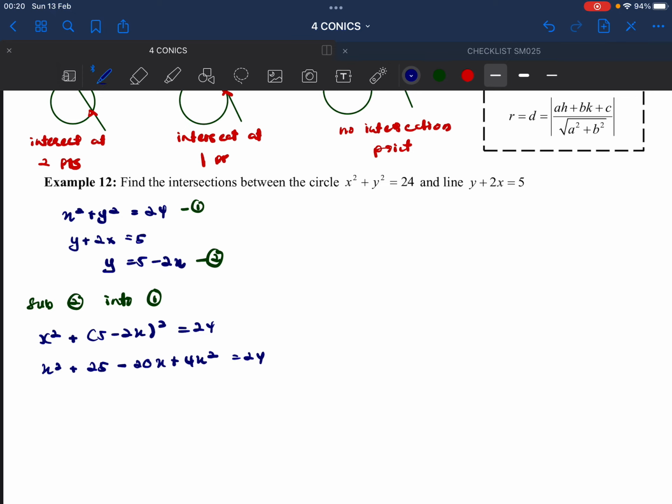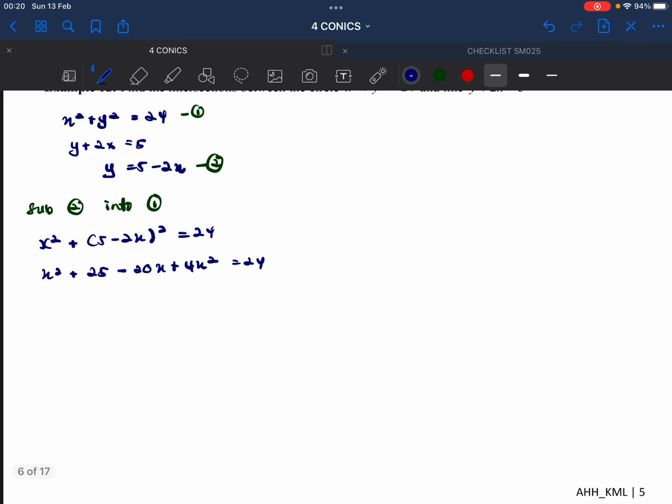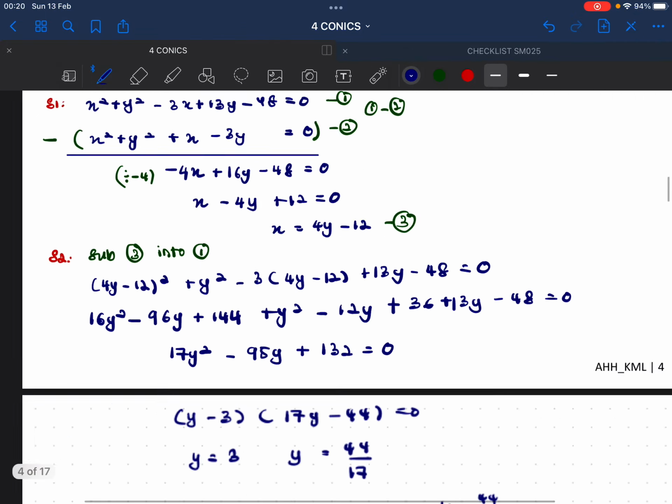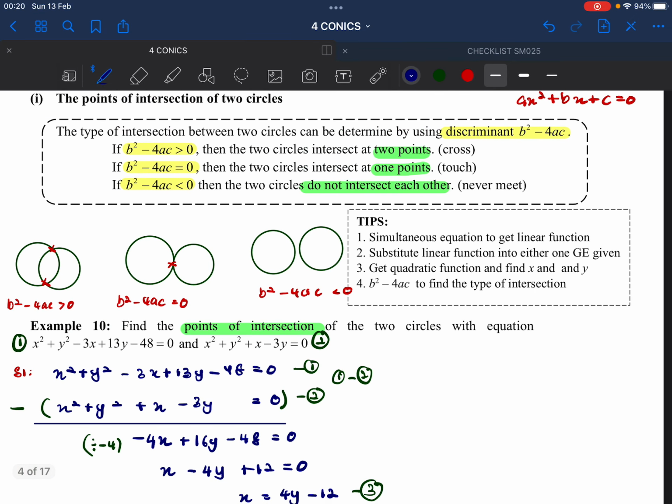Okay, so we are going to rearrange and simplify everything. You should get x squared plus 4x squared, we have 5x squared minus 20x plus, negative 24 plus 25, here we have plus 1 equals to 0. Okay, so you have a quadratic equation. So basically it is the same thing as this part here, but this part we are going to skip. You are going to straight substitute the linear function into the equation of circle.